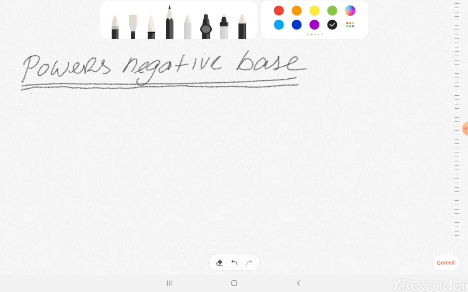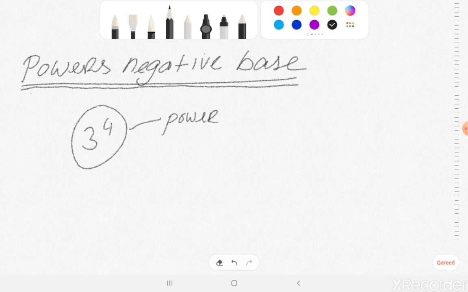In the previous video, I showed you 3 to the power 4, and we need to know that together we just call it a power. The 3 is the base, and the 4 was the index. Right now, I just want to talk about what if the 3, the base, is a negative number.